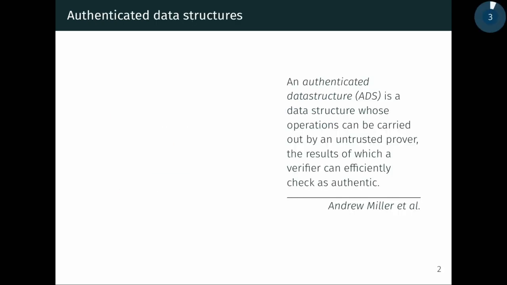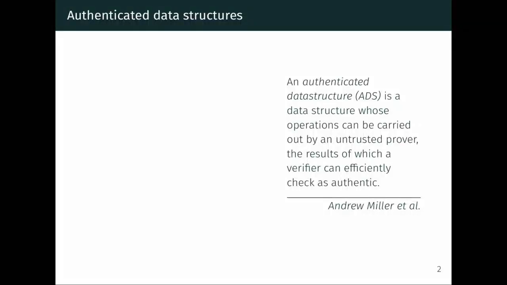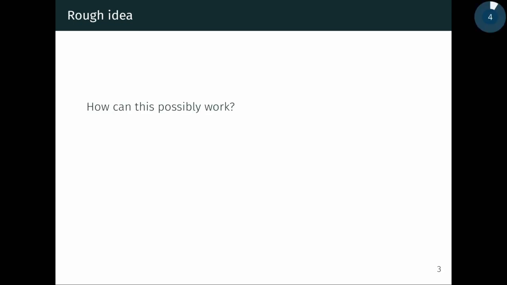So let's start with what they are. To quote Miller, an authenticated data structure is a data structure whose operations can be carried out by an untrusted prover, the result of which a verifier can efficiently check as authentic. So we have two parties, the verifier and the prover. The prover does the actual work, and the verifier is interested in the answer, but he wants proof that the answer is indeed correct.